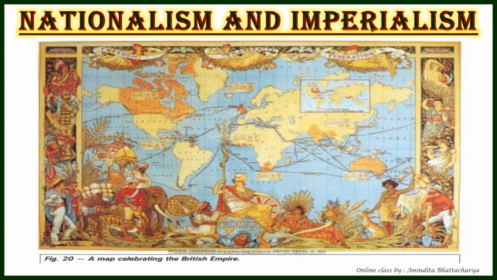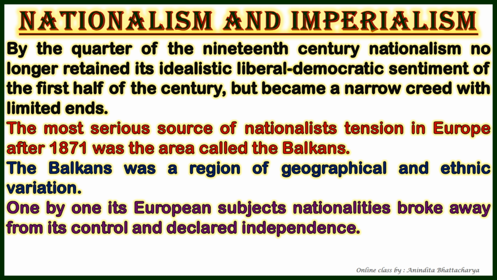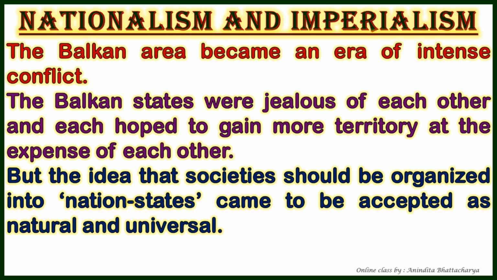Let's move to the next topic for today's class, and that is nationalism and imperialism. By the last quarter of the 19th century, nationalism no longer retained its idealistic liberal democratic sentiment. During this period, nationalist groups became increasingly intolerant of each other and were ready to start war. The Balkan area became an area of intense conflict. Each power, Russia, Germany, England, Austro-Hungary, was keen on countering the hold of other powers over the Balkans and extending its control over the area.